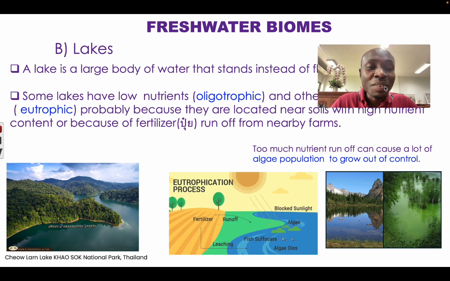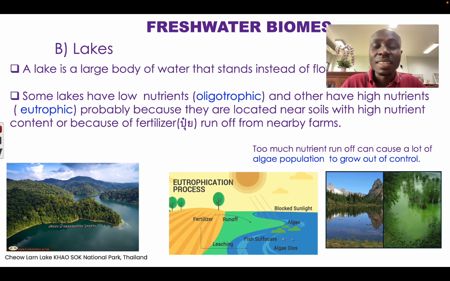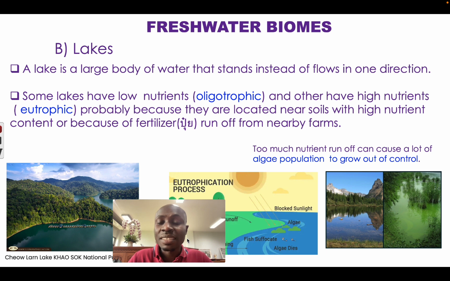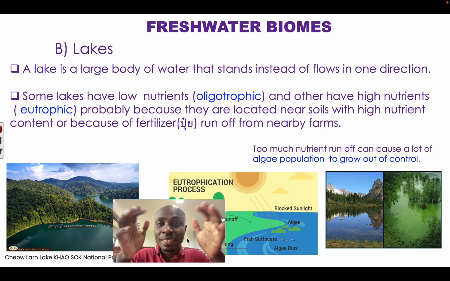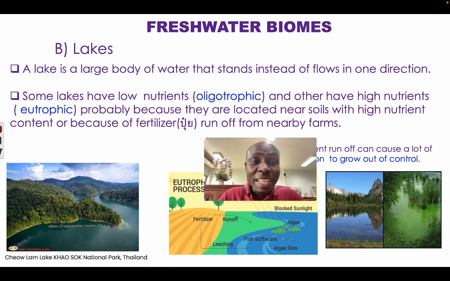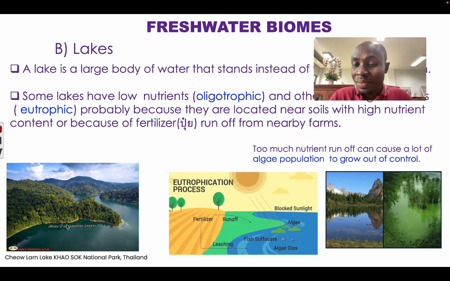Next example of freshwater biomes, let's look at lakes. What are lakes? Lakes are just a large body of water that does not flow. It doesn't flow or move in one direction, it just stands still. Now, in Thailand, we have many lakes. An example of one beautiful lake is the Chiew Lan Lake in Khao Sok National Park. It's a beautiful lake. You can see that.